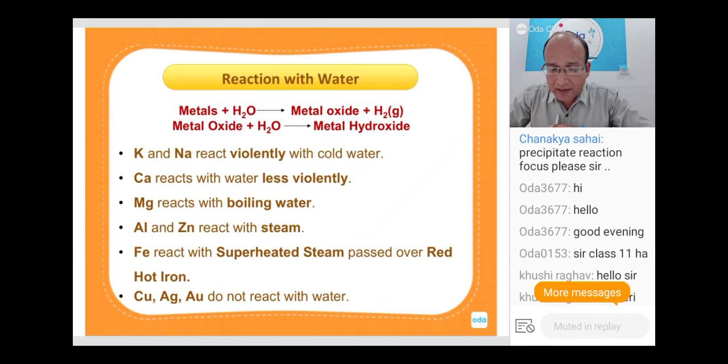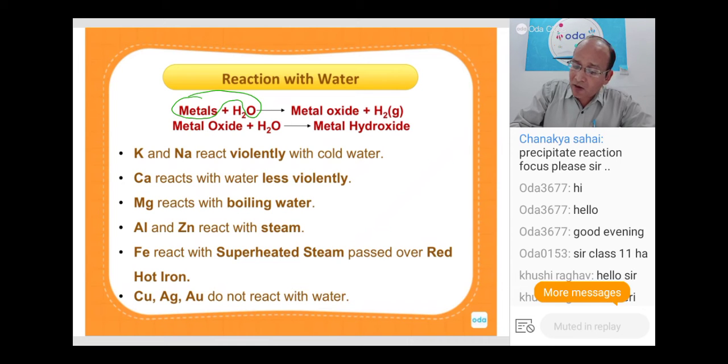Okay, so reaction with water. Let me explain the general trend, how the reaction takes place. Okay. So a metal is there. You put it in water. So the metal combines with the oxygen and will form metal oxide. ठीक है? समझ आ गया? Metal oxide बन जाएगा.